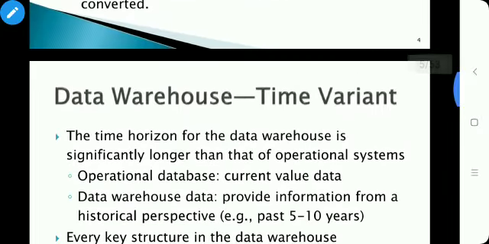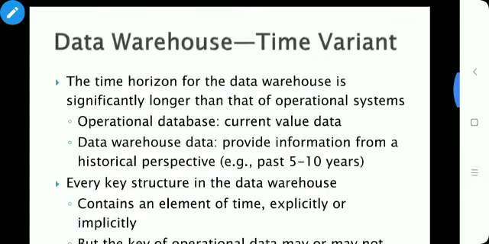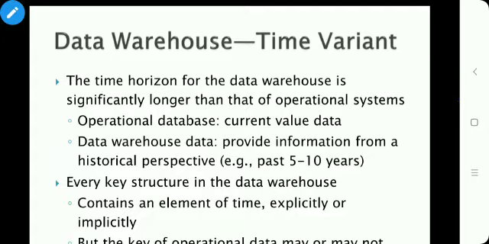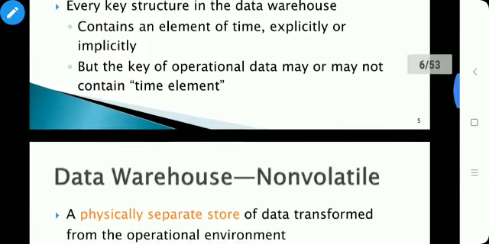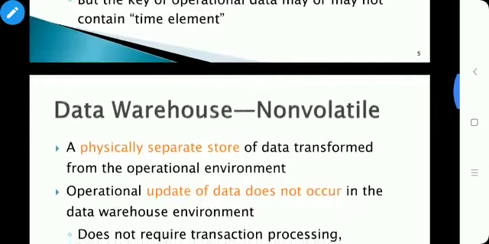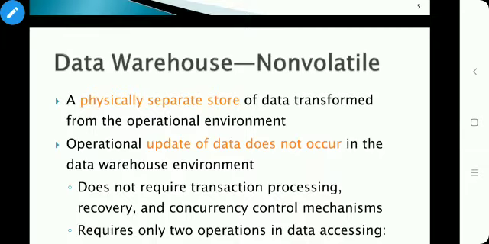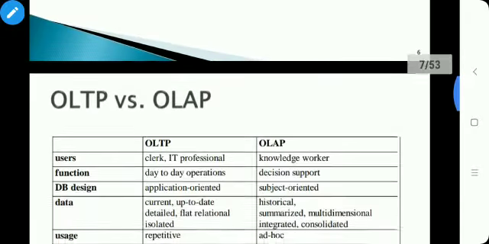Third is time variant, which means we are collecting past historical data, the data of the last 5 to 10 years. So that is what is called time variant. And non-volatile means we are keeping the data in the data warehouse and it is not deleted. Okay, so that is what is called non-volatile.